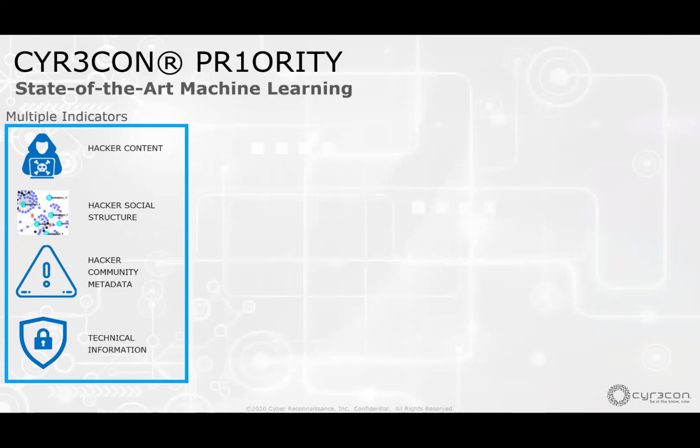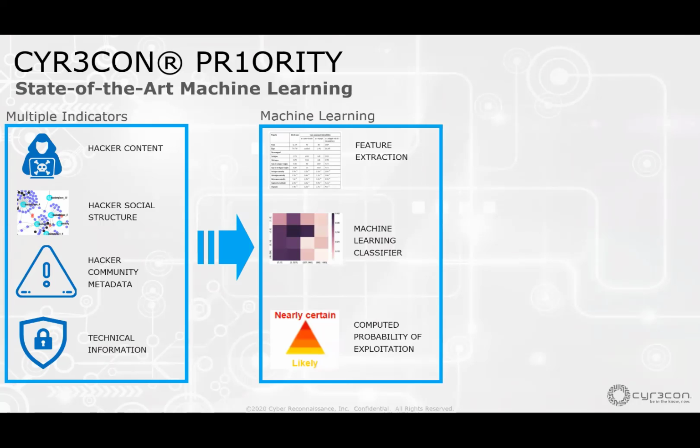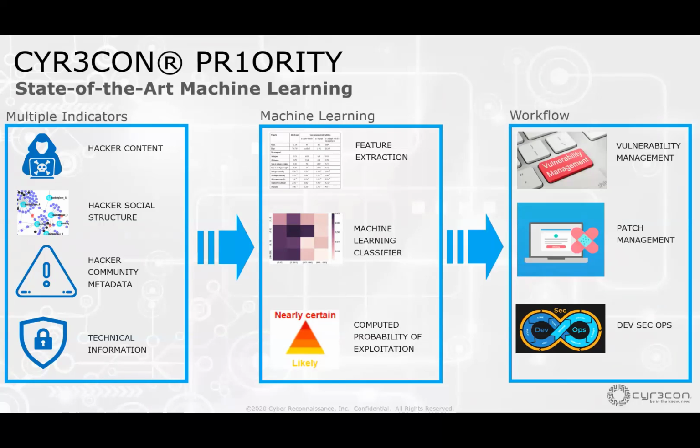And the way this works is based on the threat intelligence, we are extracting indicators based on hacker content or their social structure, the metadata about the hacker communities, and information about the vulnerability itself. Then we, on a regular basis, create a model through a machine learning training algorithm, just as I described previously. And the output of that model is served to clients through an API and web-based user interface and designed to support various workflows.